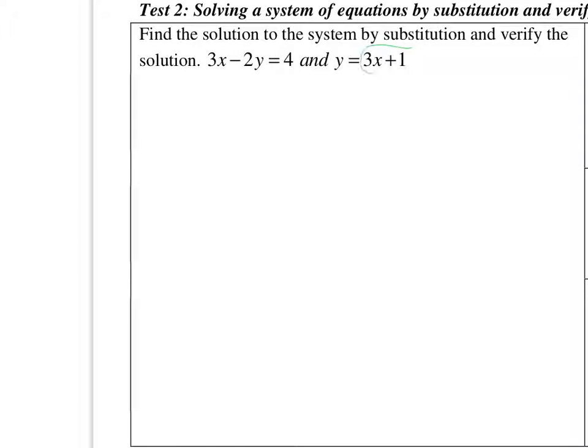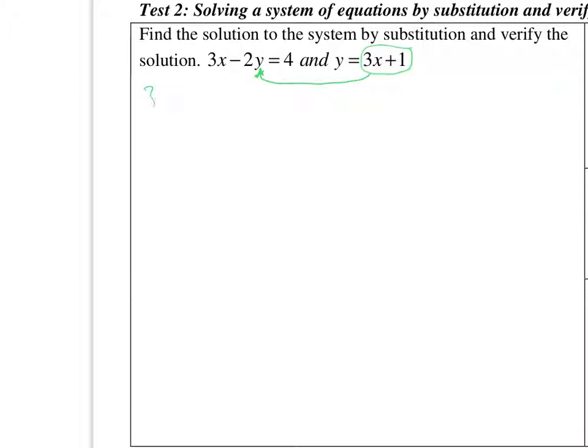So what I want to do is stick this part of the equation in for y, because y is the same as 3x plus 1. So I'm going to take this and over here replace y with 3x plus 1. Again, to do a problem like this, you have to look carefully at the two equations and see which one is either x equals or y equals to start with. So this right here is going to come over here and replace that.